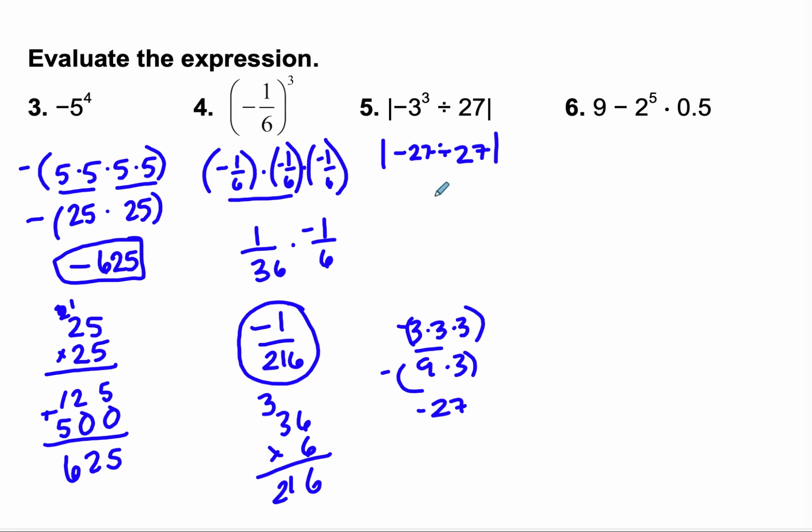All right, negative 27 divided by negative 27. Different signs, answers negative for multiplication and division. But then I have the absolute value of negative 1, which is a positive 1.